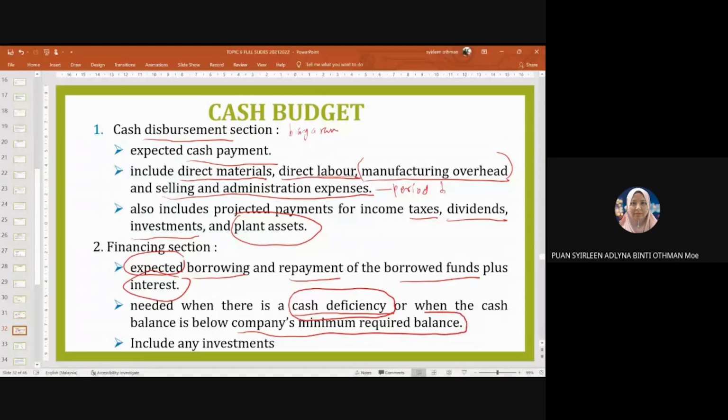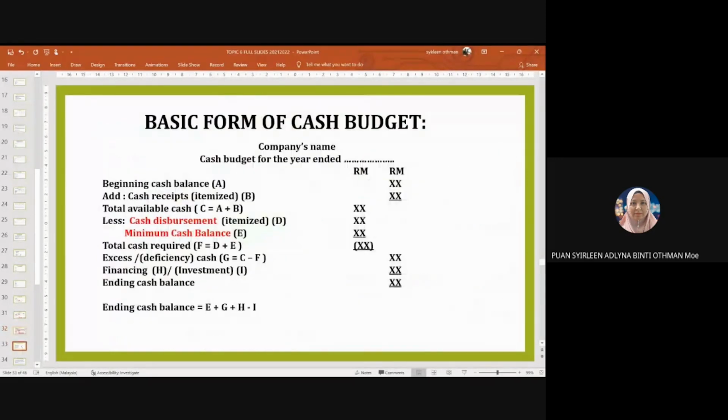So every time you prepare a cash budget, there will be additional information telling you how much the company's minimum required balance is. So we must make sure there is always at least that amount. And financing can also include investment as well. Alright, so that is basically what a cash budget is all about.